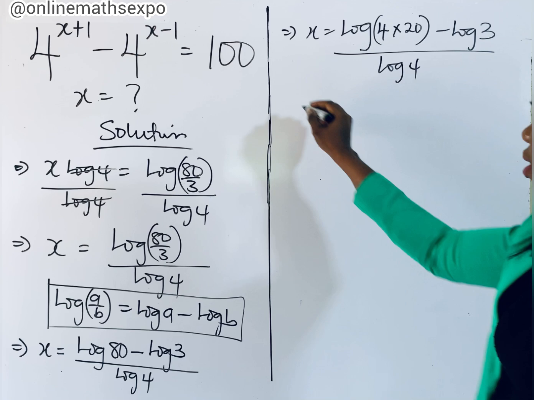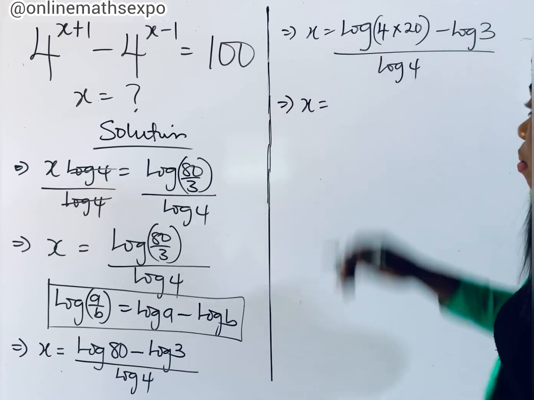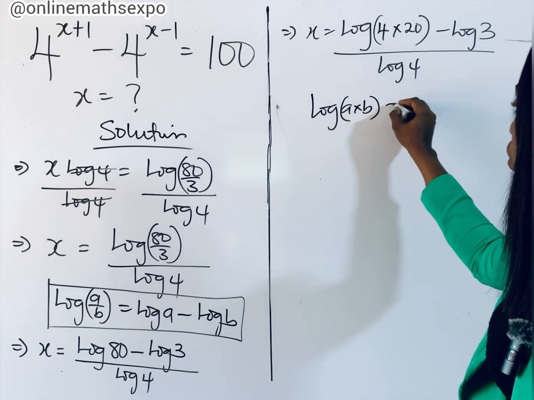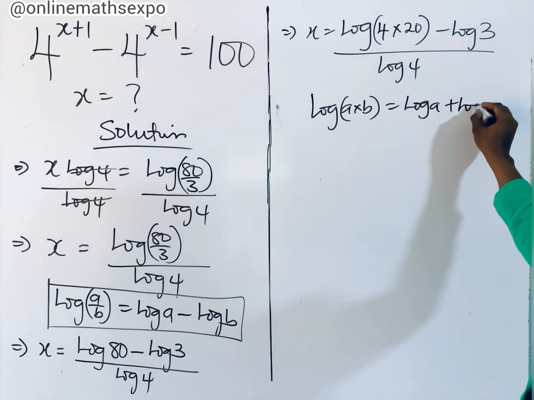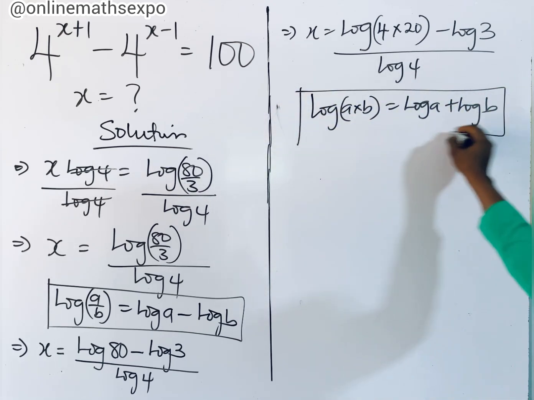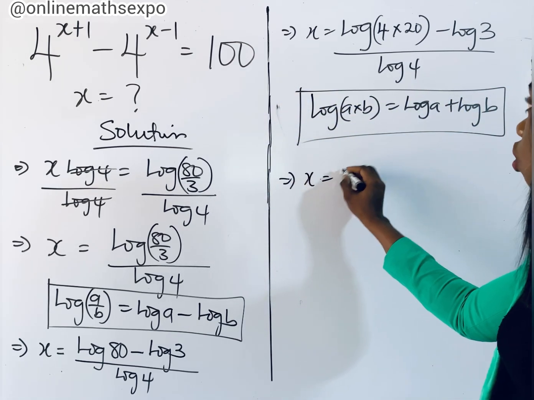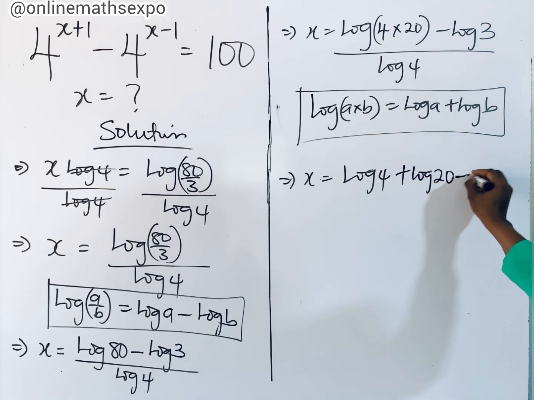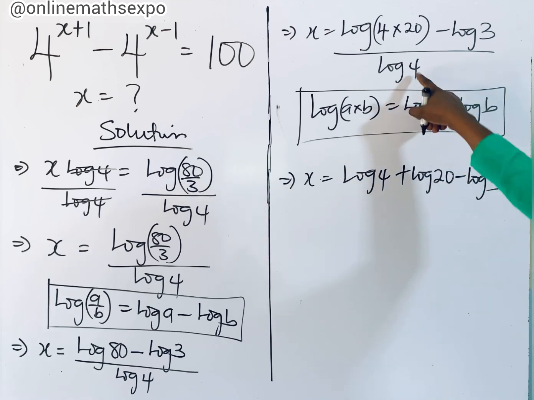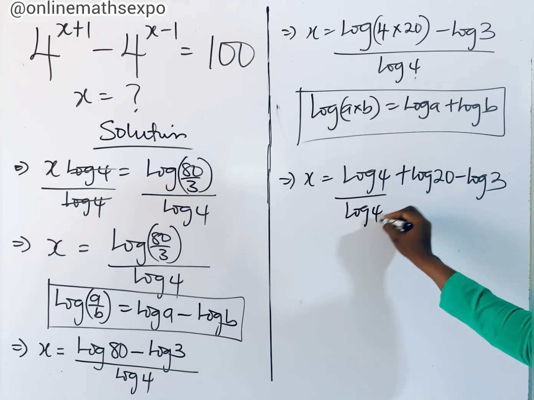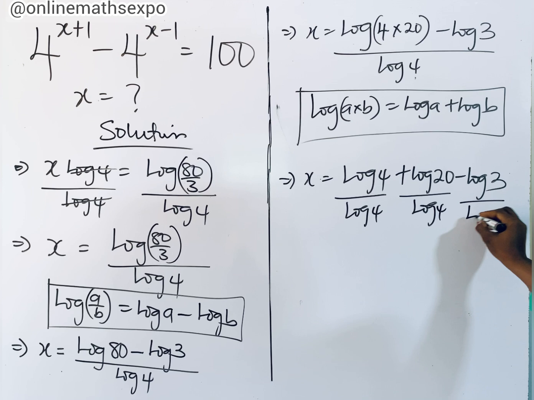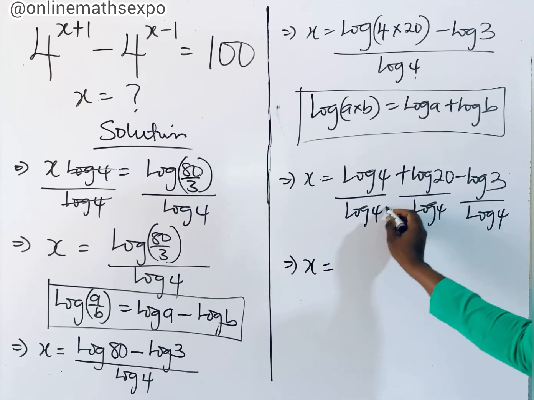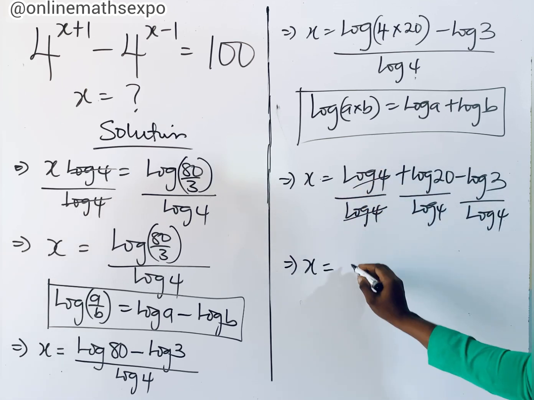So we keep simplifying. x is equal to, remember that for every log of a times b is equal to log of a plus log of b. So we're going to also apply this. We have x is equal to log of 4, here we add log of 20, minus log of 3. This can divide each of these logs. So we have this, then divide this, we have divided by log of 4. So if you keep simplifying, x will give you, this we cancel, and whenever a number divides itself it is 1.